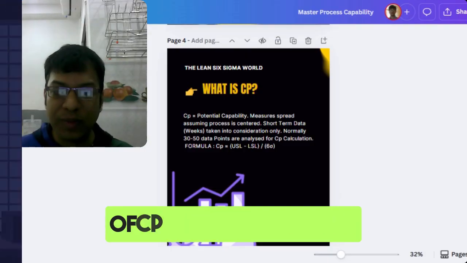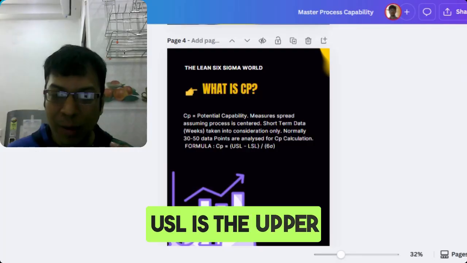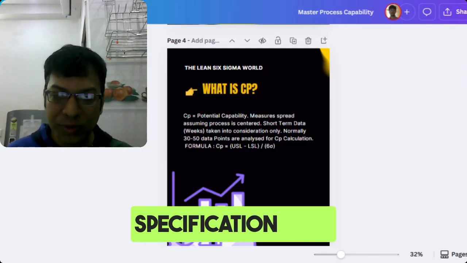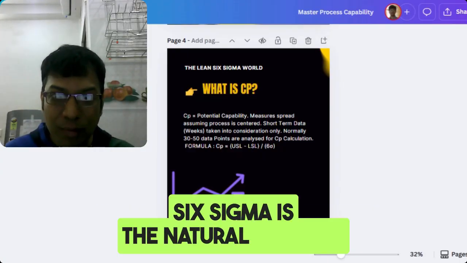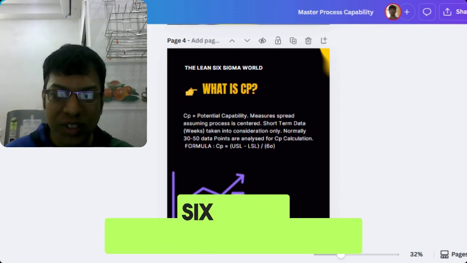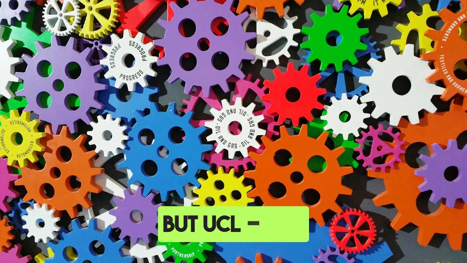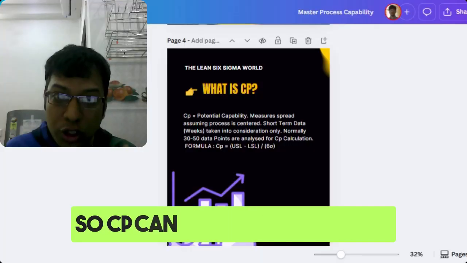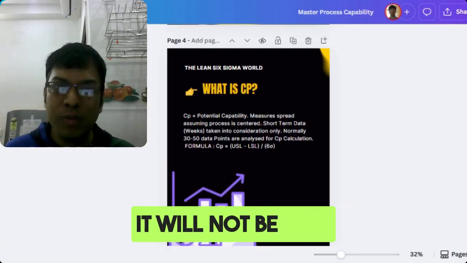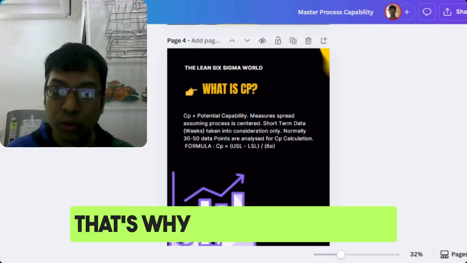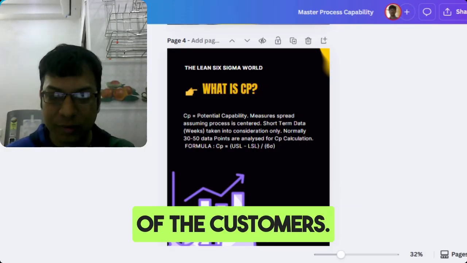So this is the formula of CP, that is USL minus LSL divided by 6 sigma. USL is the upper specification limit, LSL is the lower specification limit, and sigma is the standard deviation. 6 sigma is the natural process width. So 6 sigma is nothing but UCL minus LCL. So CP can be equal to 1 or should be greater than 1. If it is less than 1, it will not be able to meet the requirements of the customers. That's why CP should always be greater than 1 in order to meet the requirements of the customers.